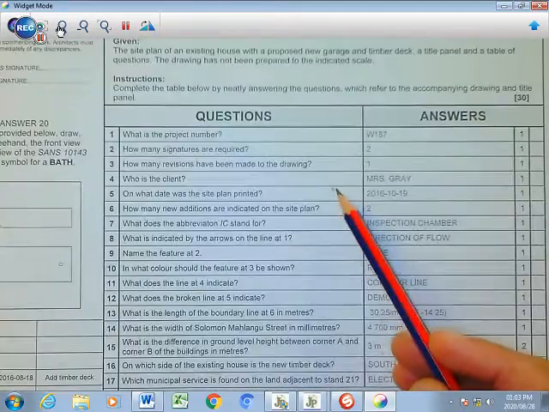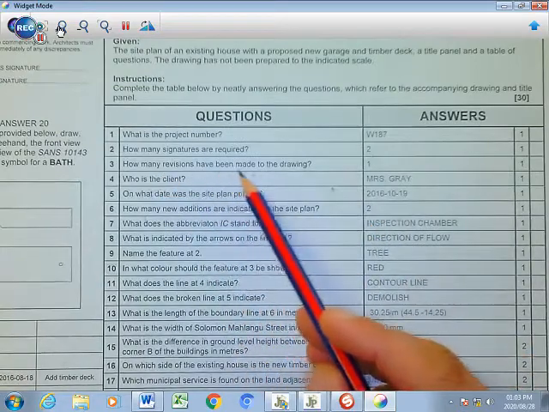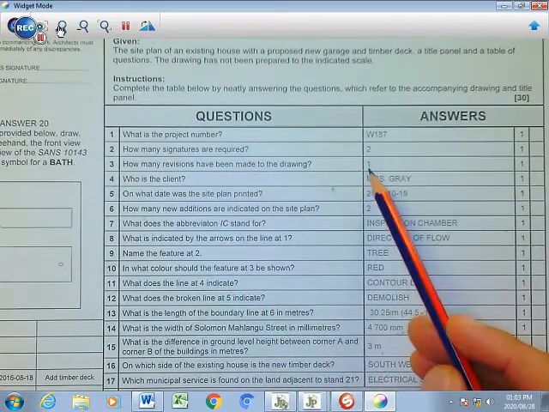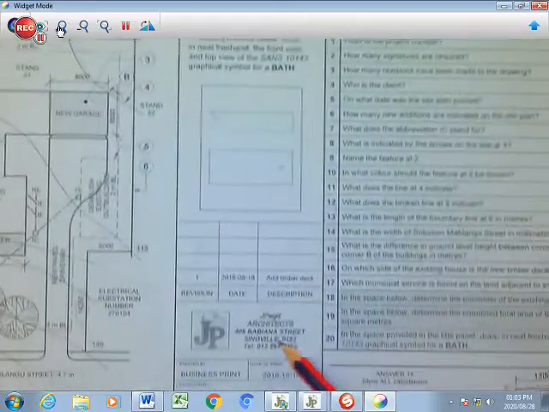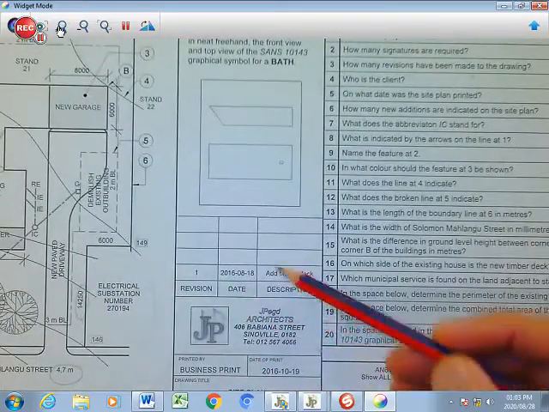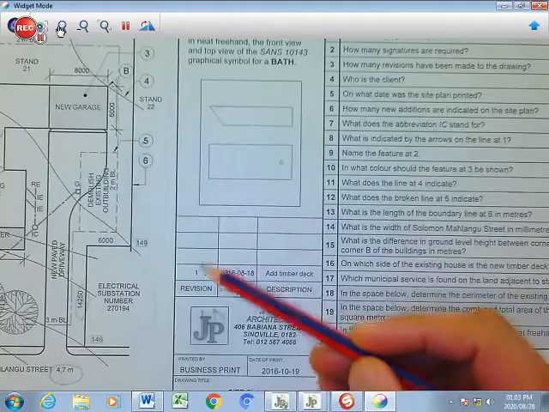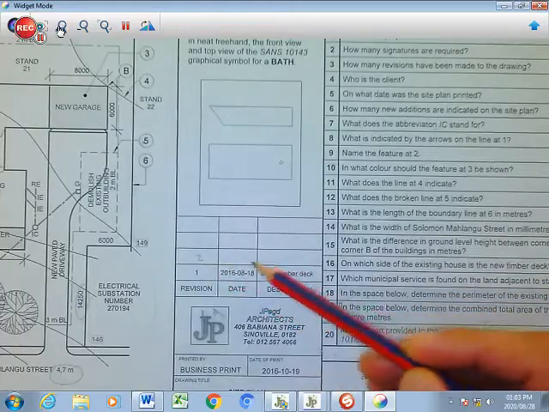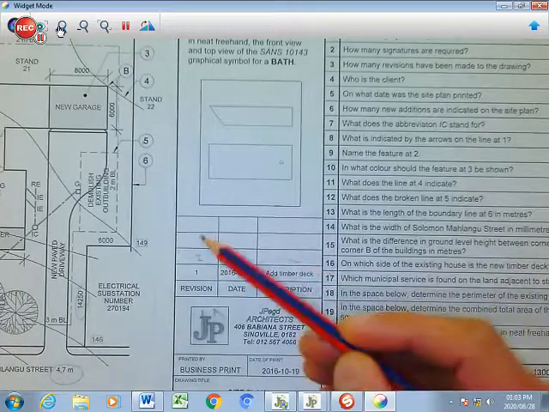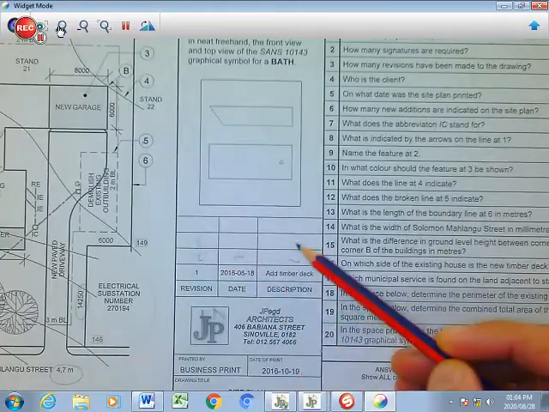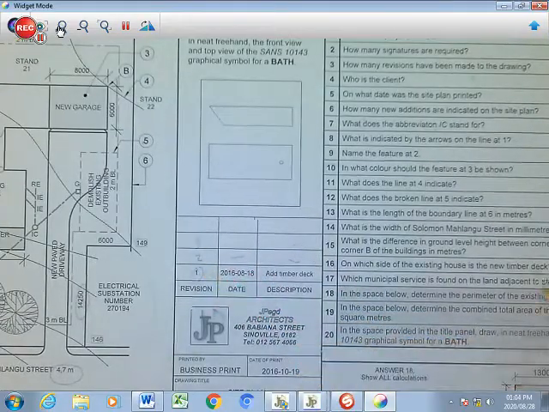Okay, next question, how many revisions have been made to the drawing? Only 1, and where are we going to find that 1? We're going to find it right there. So the revisions work upwards, so if there was another one, it would have been a 2 there, the date and what the revision was. If there was a 3rd revision, number 3, and so forth, but in this case only 1 revision.